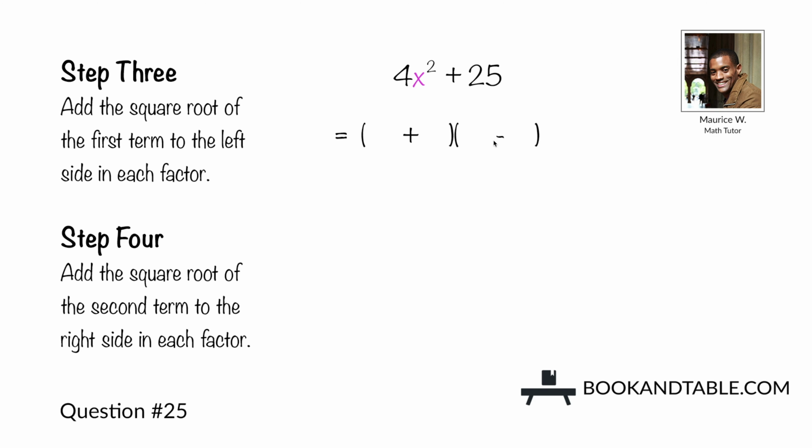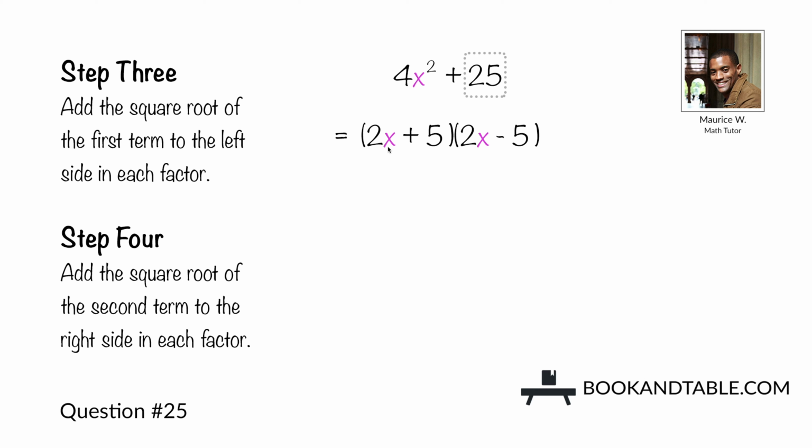And now step 3, add the square root of the first term to the left side in each factor, giving us the square root of 4, which is 2, and the square root of x squared, which is x. So 2x is the first term in each factor.